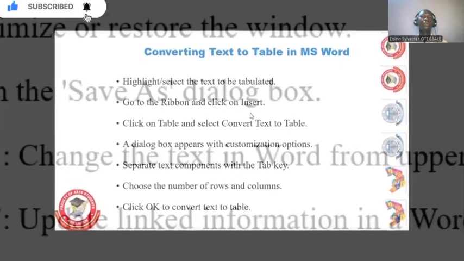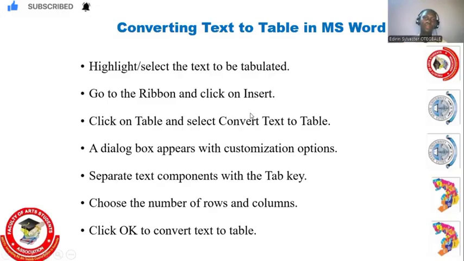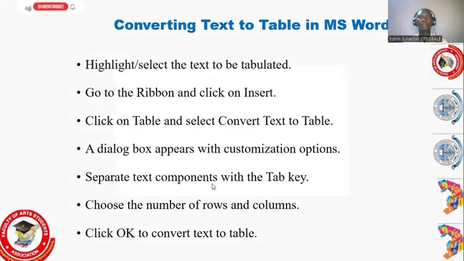Outside these ones, we're going to look very briefly at how to convert text to tables in MS Word. We're going to look at that in a particular class. You can check the next video for that. For that, you go to the ribbon, you click on insert, your table. I'm going to demonstrate all these processes in the next video, in the practical section, the application. But for now, let's just get the theory and move ahead. Now, this is the process. The dialog box appears, you separate, you click OK, the table is there.